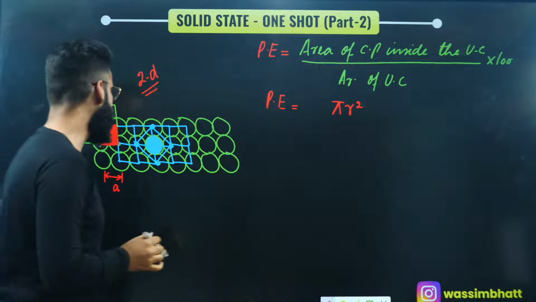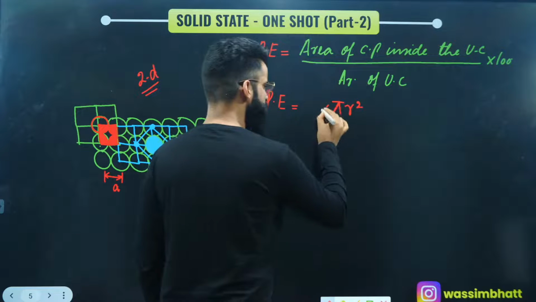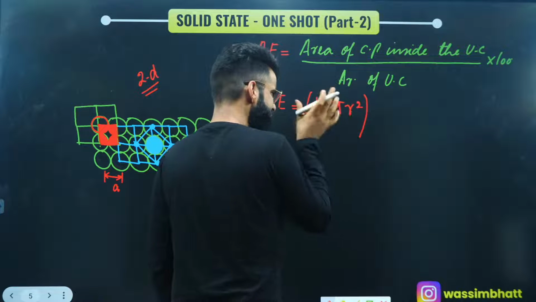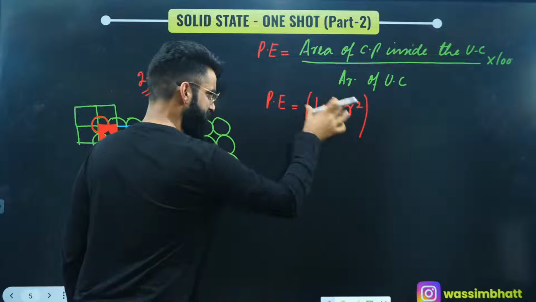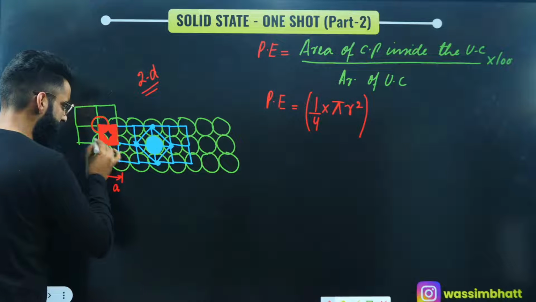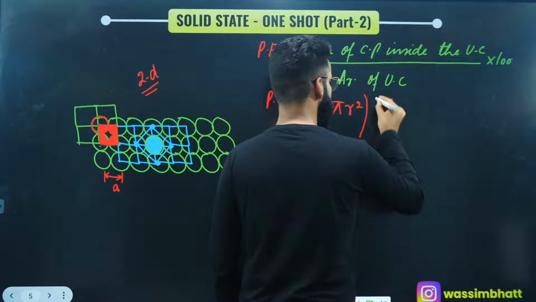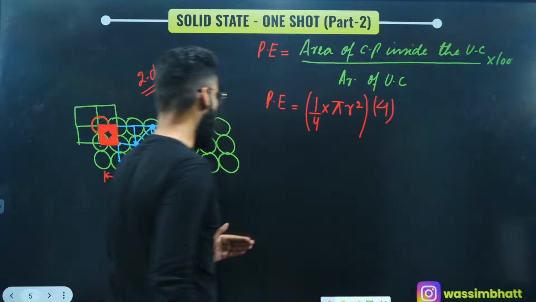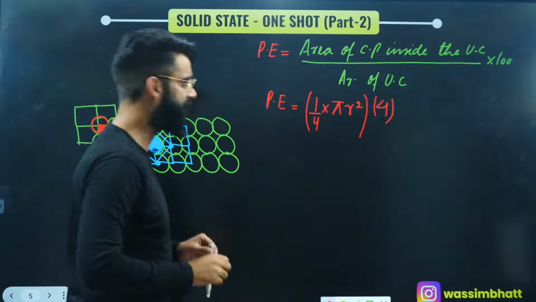But only 1/4 of the area of this constituent particle will lie inside this unit cell, so I'll be multiplying this with 1/4. This term is basically the area of this corner particle which lies inside the square. How many such particles do we have? I've got 4 such particles, so I'm multiplying this term by 4. This whole term is the area of all the constituent particles which lie inside this square.